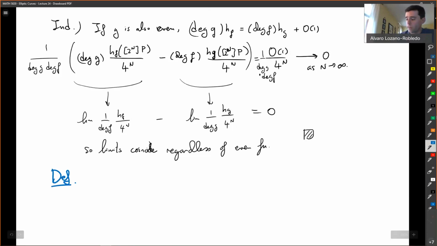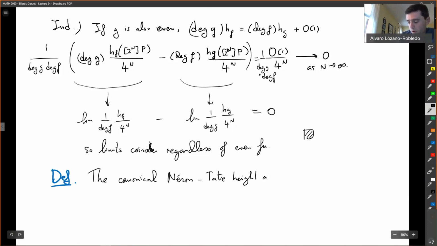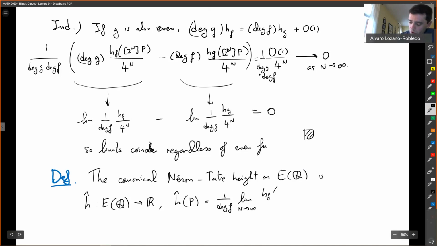That is going to be what we call the canonical height. So the canonical, it has a name, the canonical Néron-Tate height on E(Q) is h hat from E(Q) to R, given by h hat of P is 1 over degree of f, limit as n goes to infinity of hf of 2^n P over 4^n, and where f is an arbitrary even function.